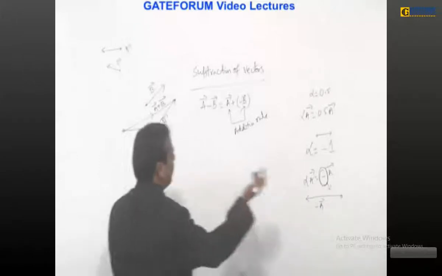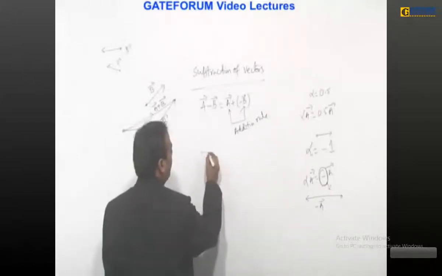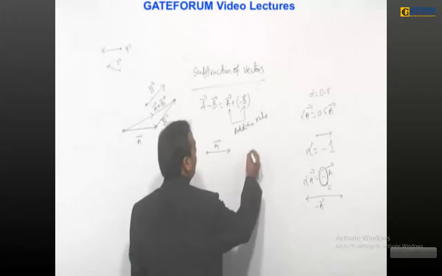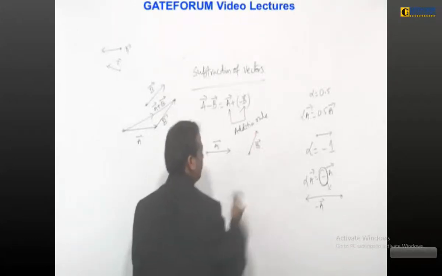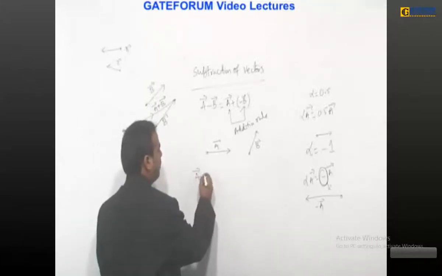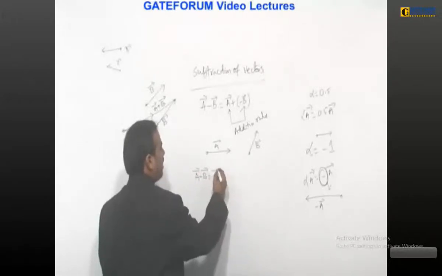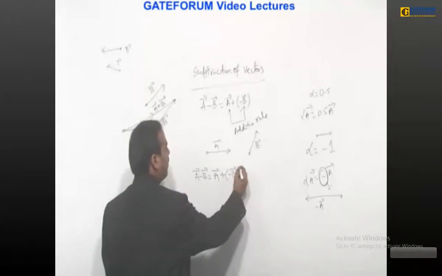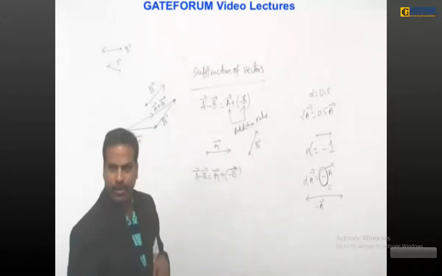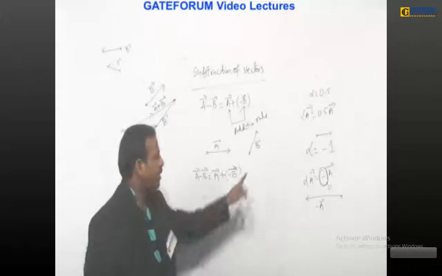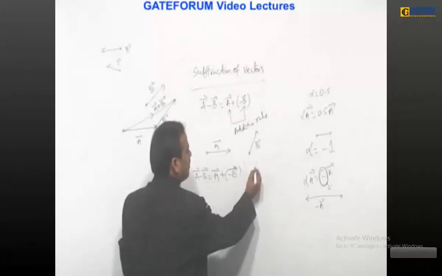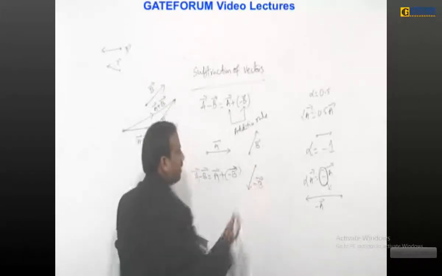So let us consider an example. Let's say this is our A bar. Now I'm taking another vector called B bar. In order to perform the subtraction of the two vectors, as we said, A bar minus B bar is A bar plus of minus B bar. First get minus B bar. We know B bar, so what is minus B bar? Instead of going in this direction, it will just reverse its direction. That means our minus B bar will be like this.